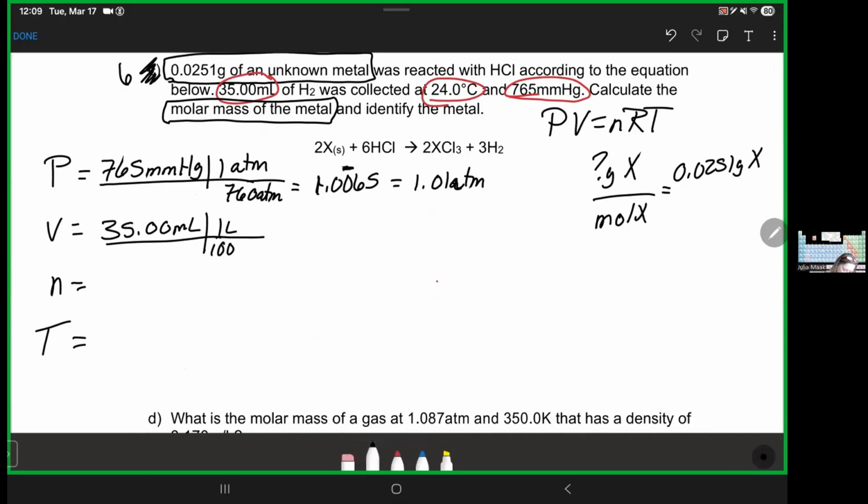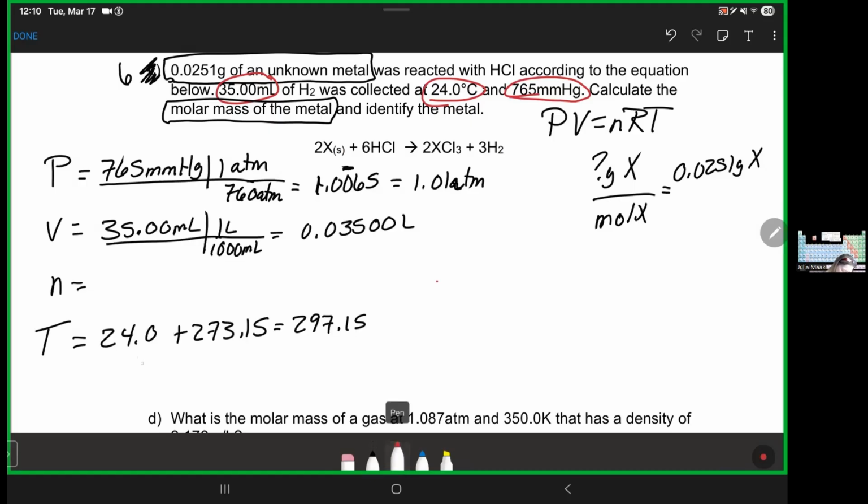1 liter is 1,000 milliliters. So I have 0.03500 liters. And we keep those zeros because they're significant because there's a decimal in that number. My temperature is 24.0 degrees plus 273.15. I get 297.15. We have 1 decimal place here, 2 here, so we would have 1 decimal place in our number. So that's 297.2. You can leave it like this, but put a line above your 1 to remind yourself it's 4 sig figs.